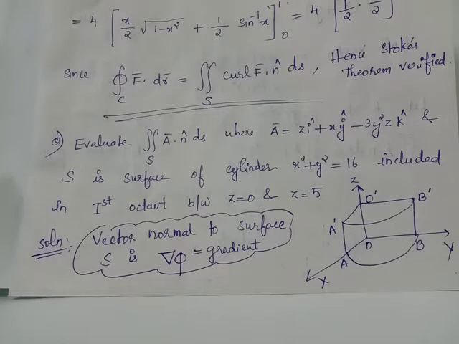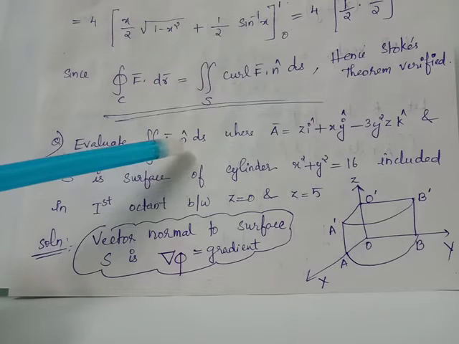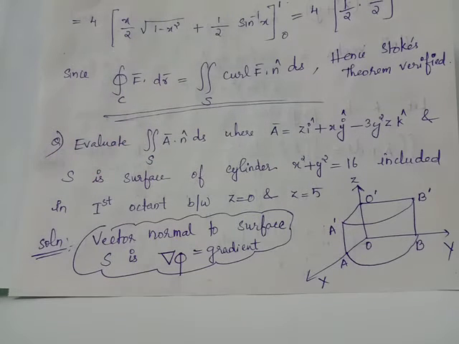Here, in order to evaluate this surface integral, first we have to evaluate n cap. Recall that n cap is the unit vector normal to the surface S. Whenever we have to find a vector which is normal to the given surface, we will evaluate the gradient. For example, here we have the surface of the cylinder x square plus y square equals 16, which is bounded between z equals 0 and z equals 5.